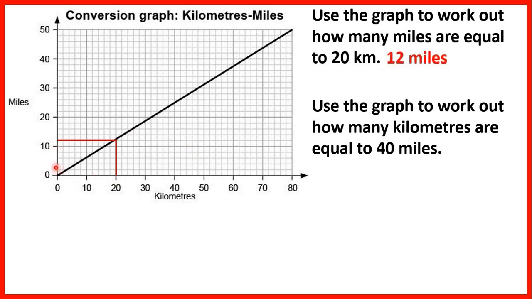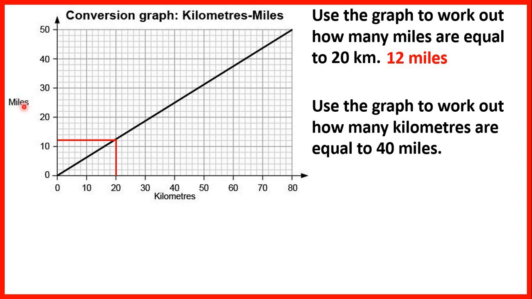because each of these little lines is an increase of 2, because we have 1, 2, 3, 4, 5 lines to get from 0 to 10, and 10 divided by 5 is 2. So we have 2, 4, 6, 8, 10, 12. Now use the graph to work out how many kilometres are equal to 40 miles.